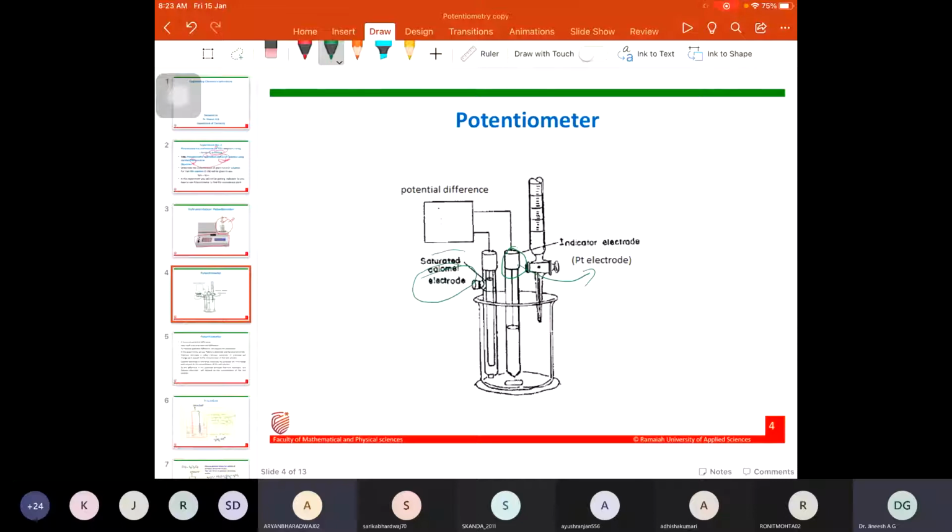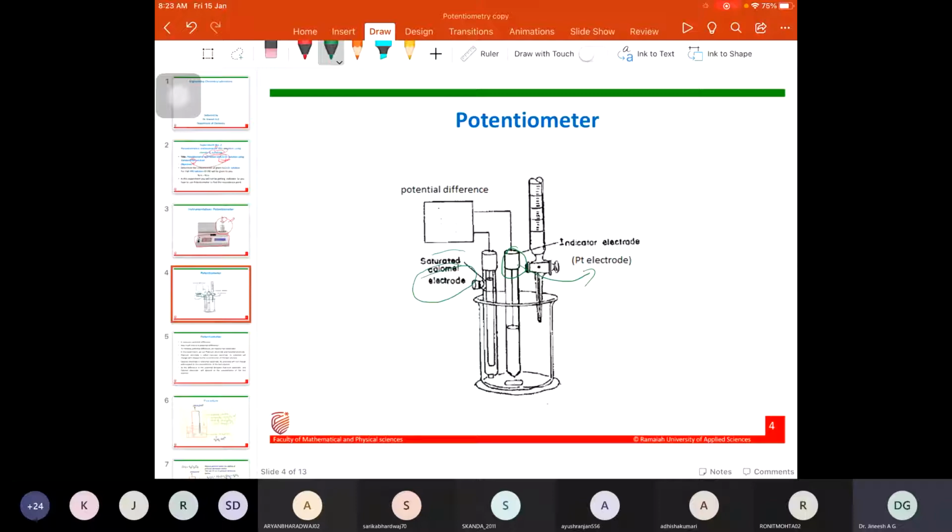Okay, I will explain that. Imagine you put some solvent or solution inside this beaker. Somebody's mic is unmuted. Please mute it.